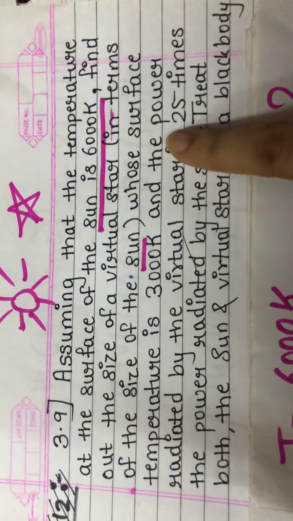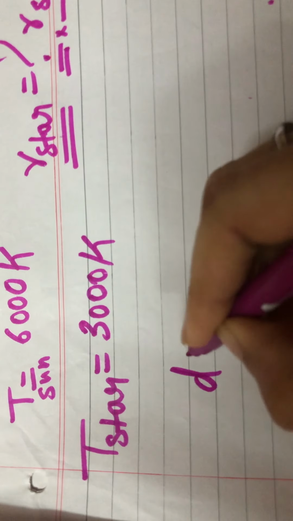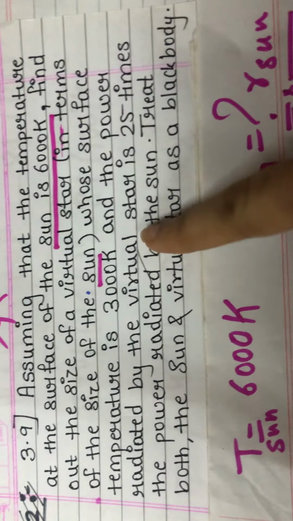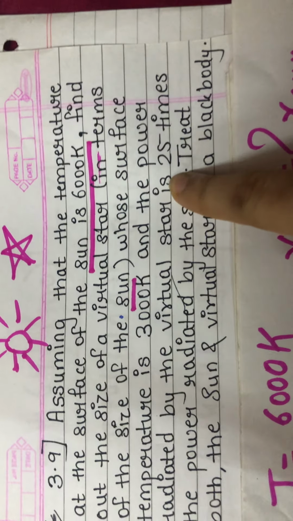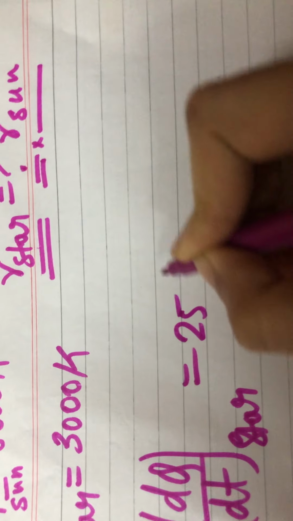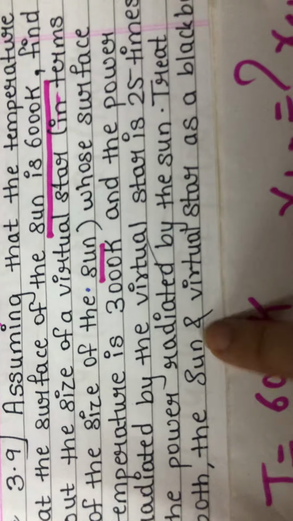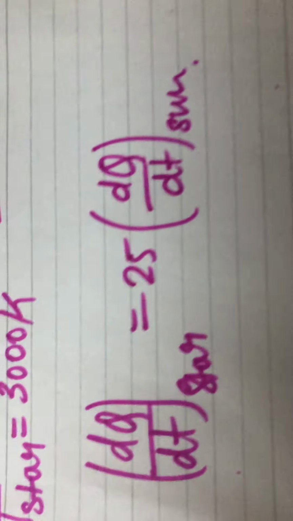Now next, the power radiated by the virtual star. Power radiated, that is nothing but dQ upon dt. dQ upon dt, that is power radiated by the virtual star. So I'll write over here, star is equal to 25 times the power radiated by the sun. Next, treat both sun and virtual star as a black body. Now if the question was not clear to you, you can just open your textbook page number 72, you'll get the question over there.